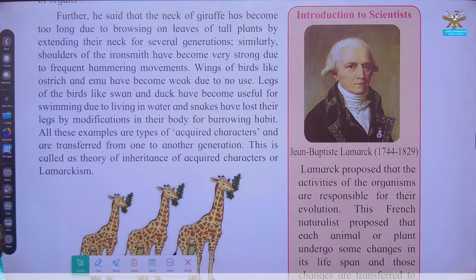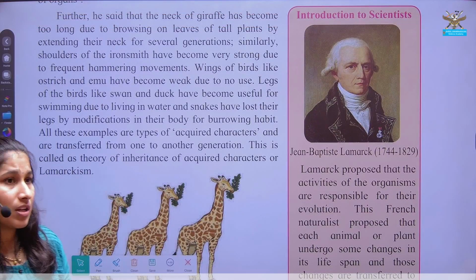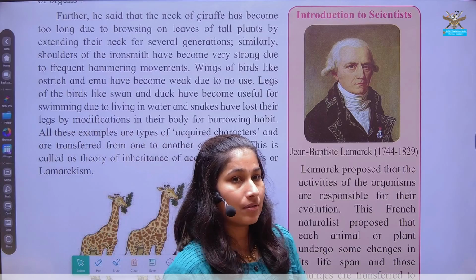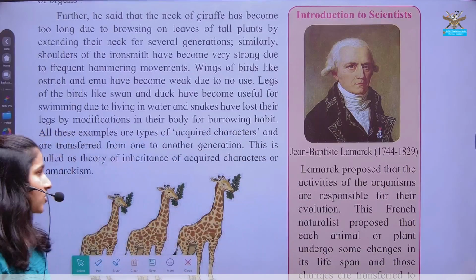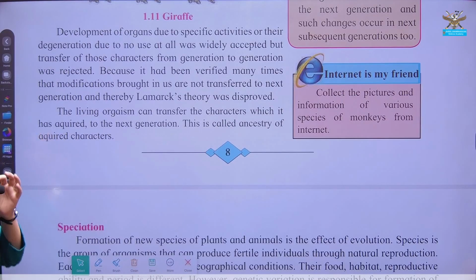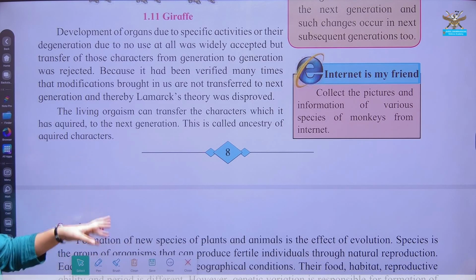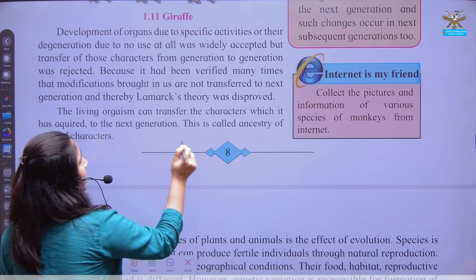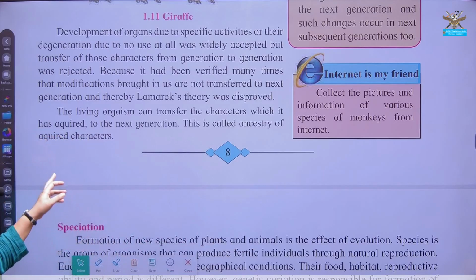Burrowing activity of the snake degenerated its eyes and the body became blind. Such acquired characters he called the theory of acquired characters.